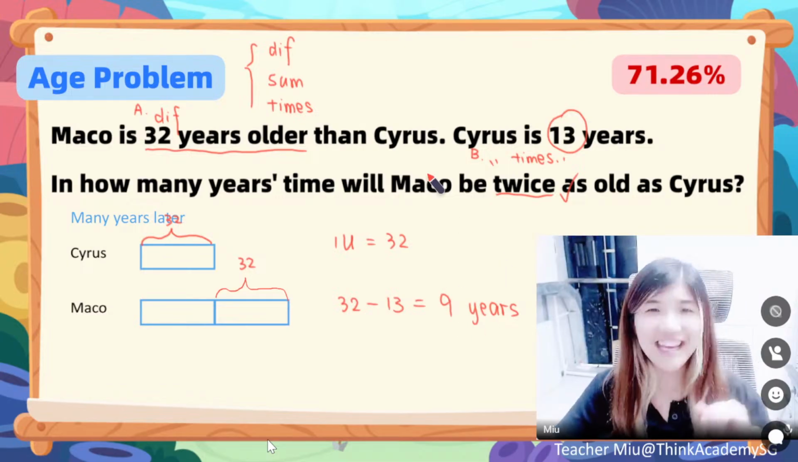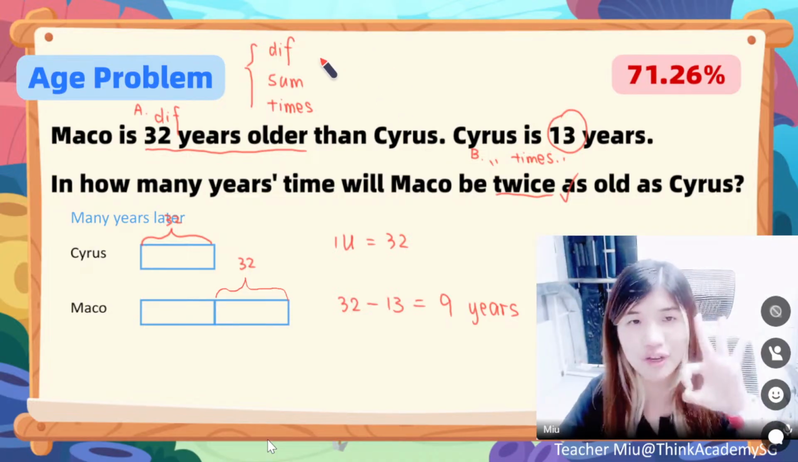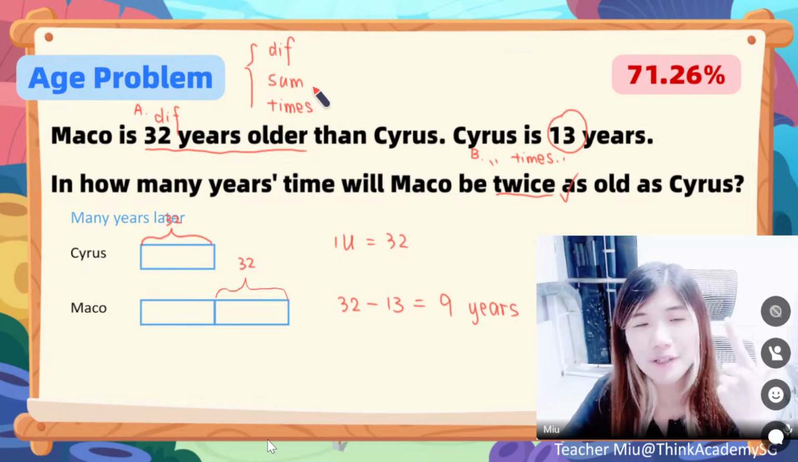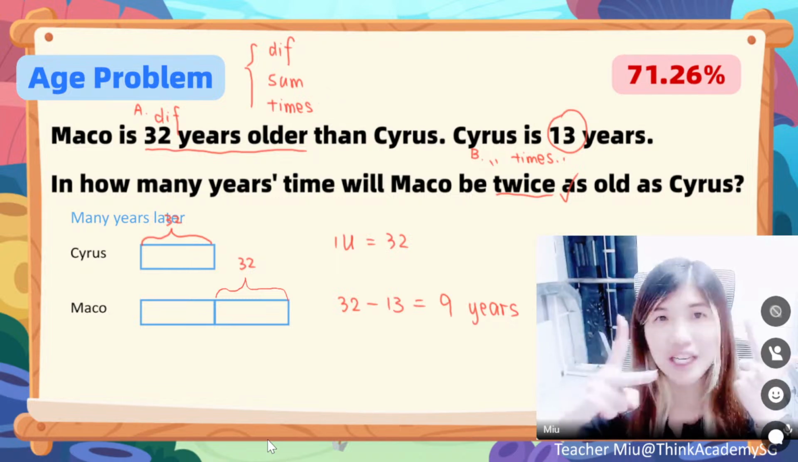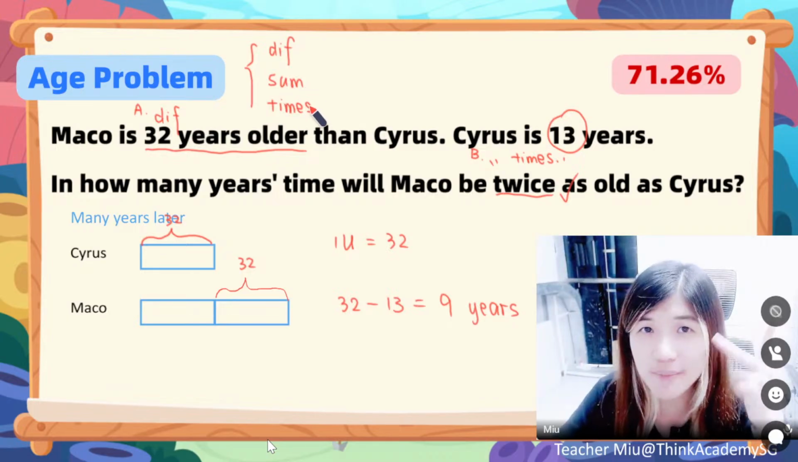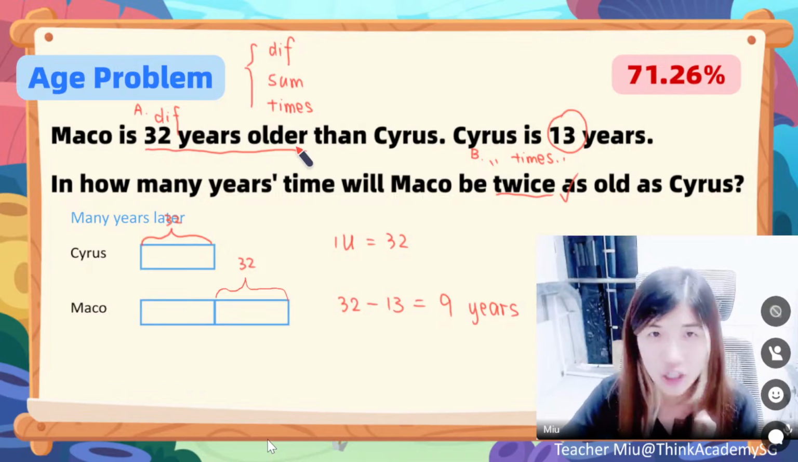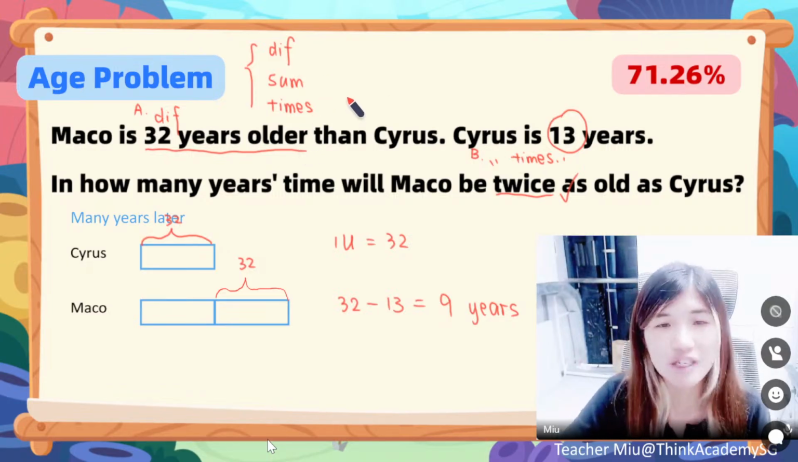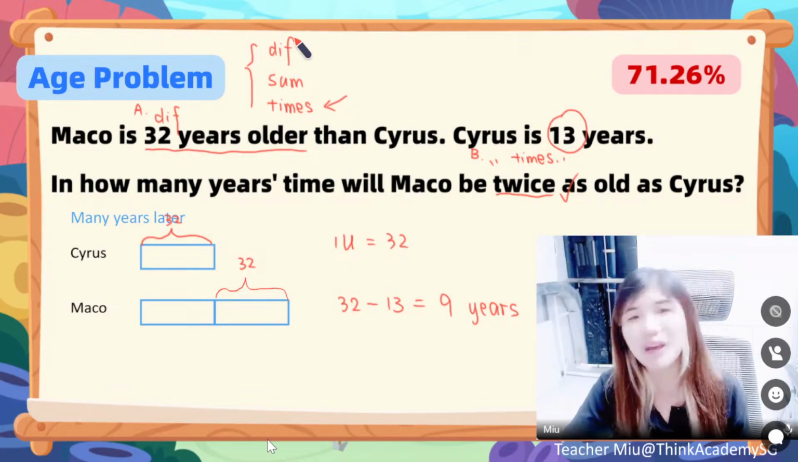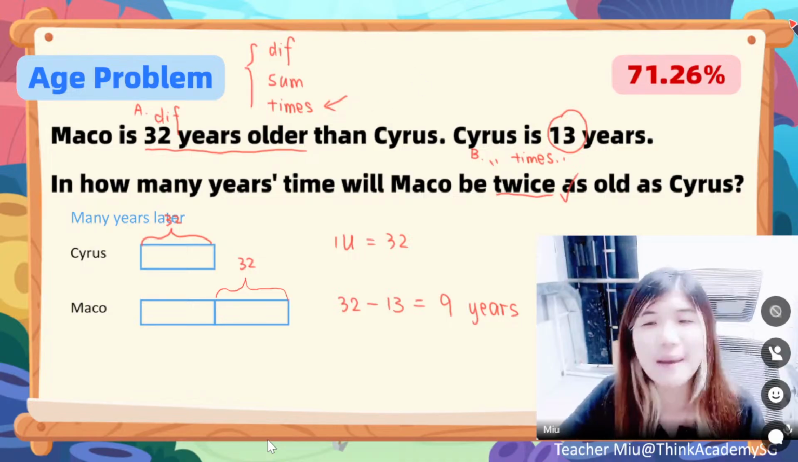Okay, then again, let's review the age problem. For age problems, we always talk about those 3 things. The difference never changes. The sum of the 2 people's ages goes up by 2 each year. And also the times, that means the multiple relationship keeps changing each year. This year twice, next year definitely not twice. So we should always start with the multiple relationship. Then if we are lucky enough to have the difference, it never changes, right? So this is about age problems.